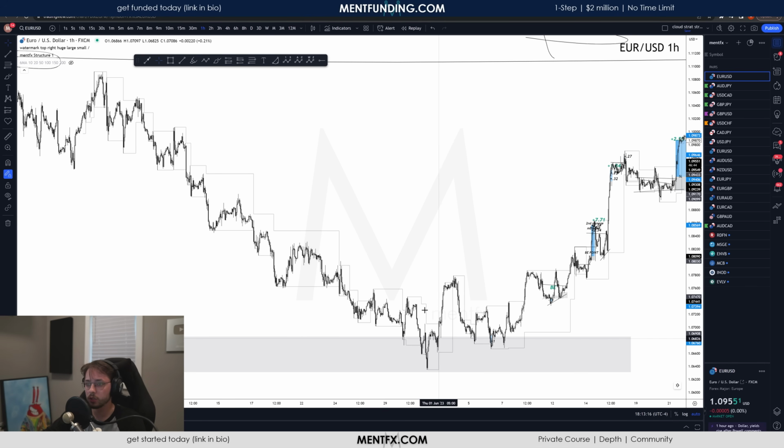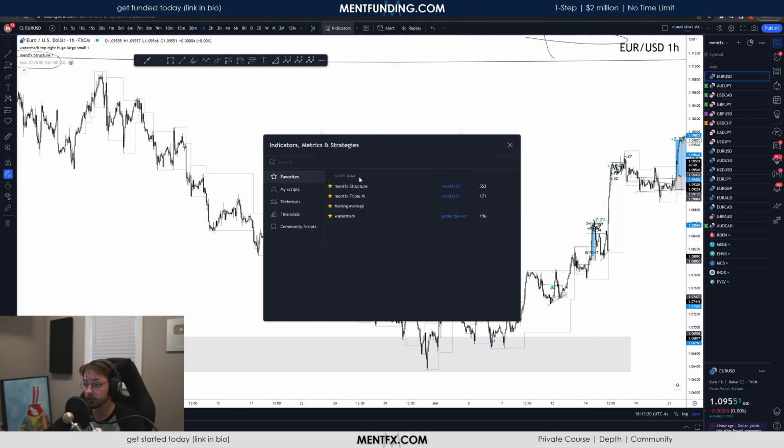Now, these boxes you see around price, these are the structure rules that I teach in my private mentorship, and you also have it available for free on TradingView through mentfx structure right here. You can go ahead and put that on if you'd like.